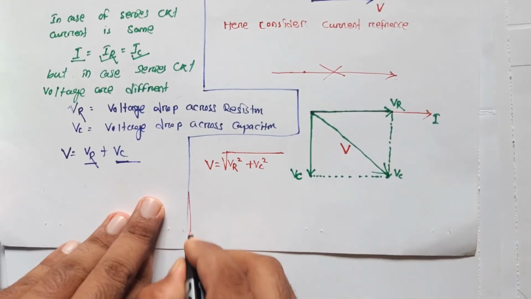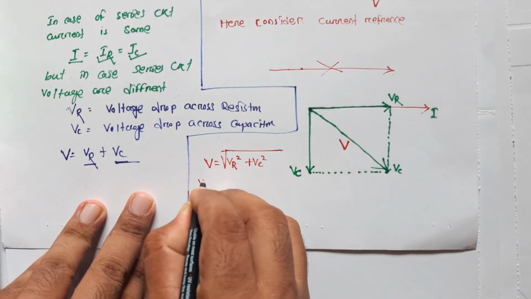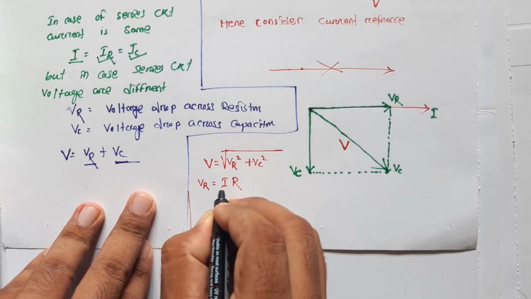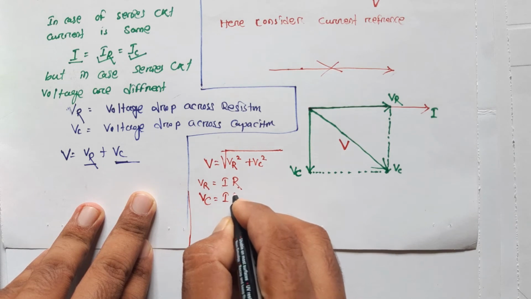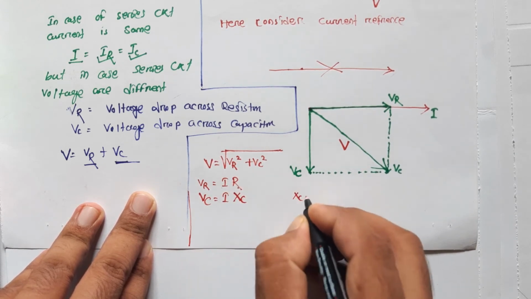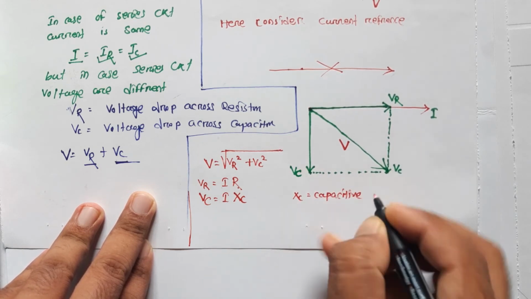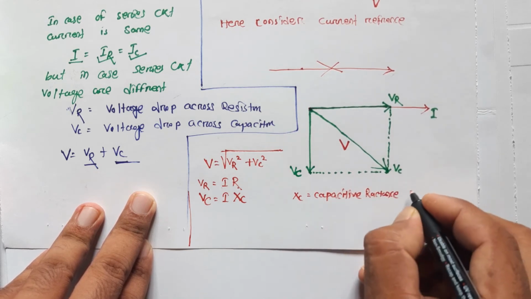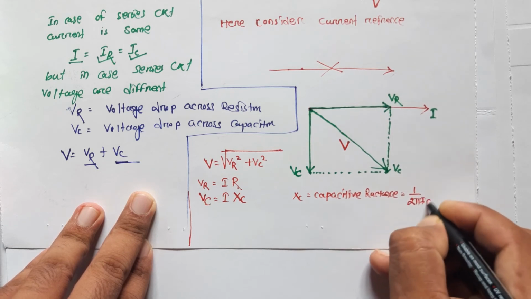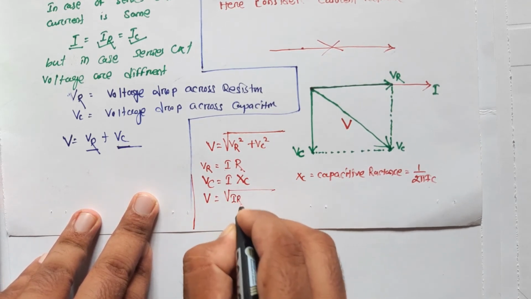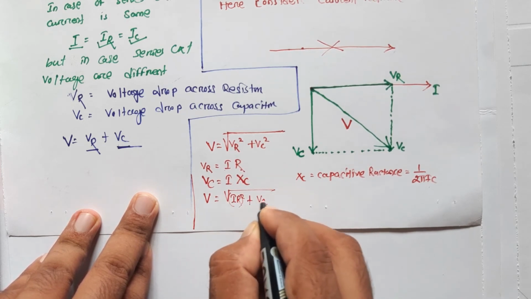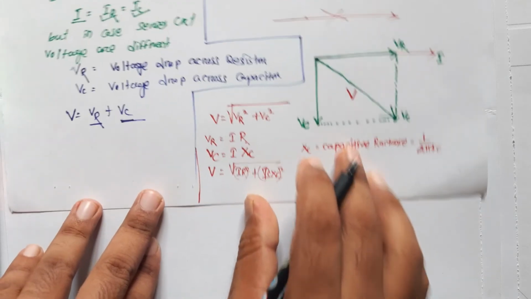We know that VR is I into R, the current times the resistance, and VC equals I into XC, where XC is the capacitive reactance, its unit is ohm, and it equals 1 by 2 pi f C. Then we can put this in: V equals the square root of IR squared plus IXC squared. Then take I common.